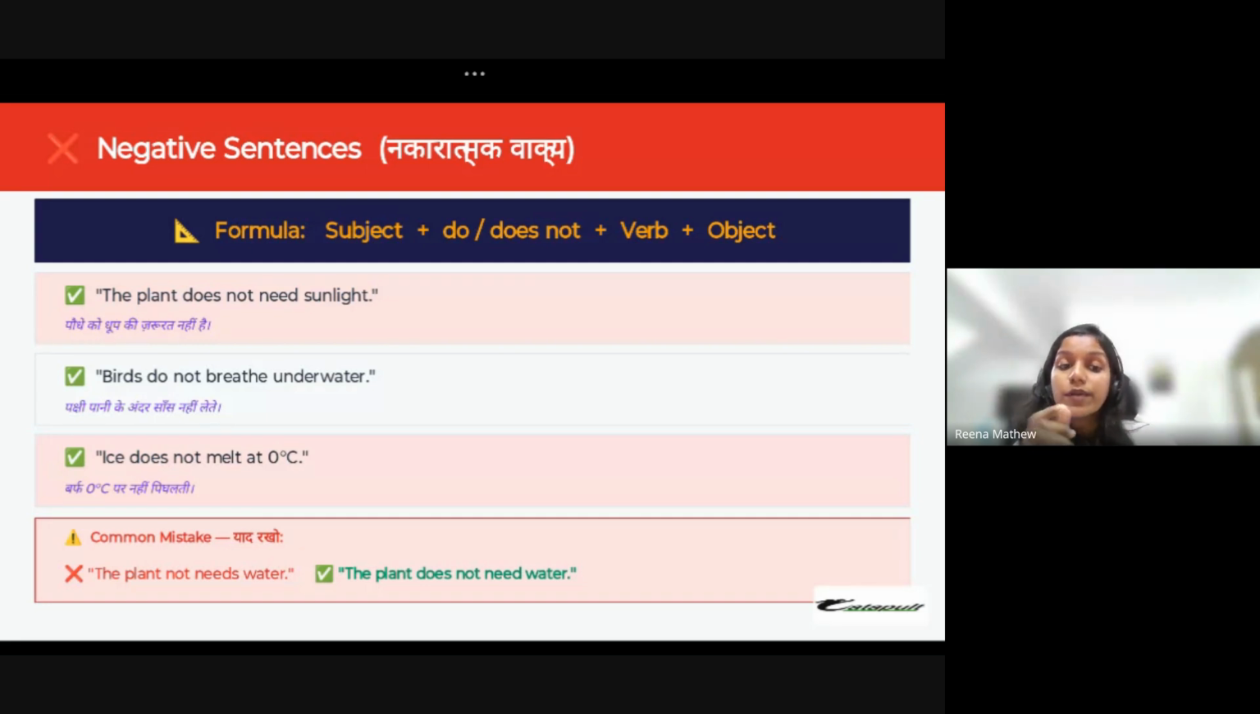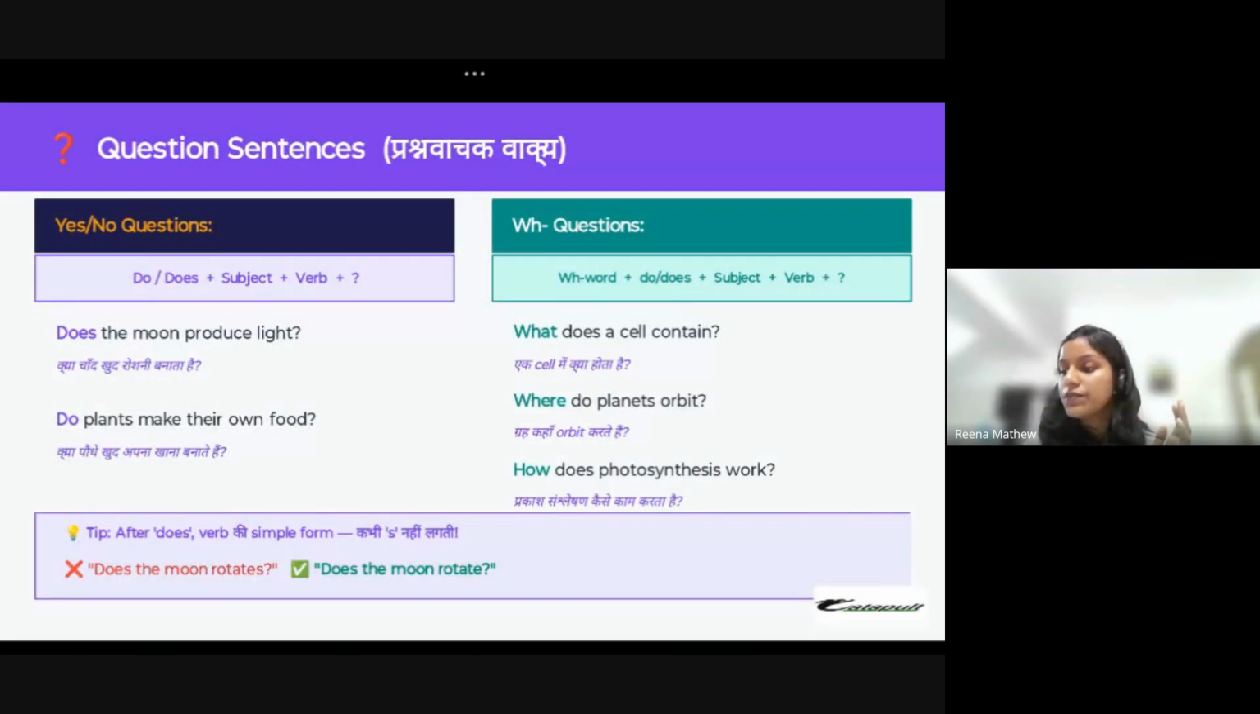A common mistake that you might make is you don't say the plant not needs water. You should use the do or does form. Okay, we'll move to the next section. This is the question sentences.